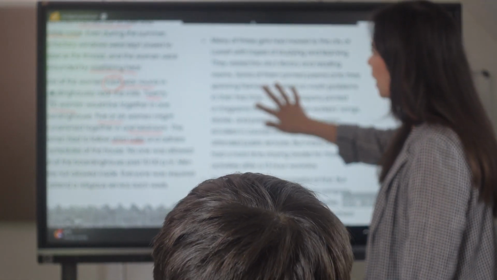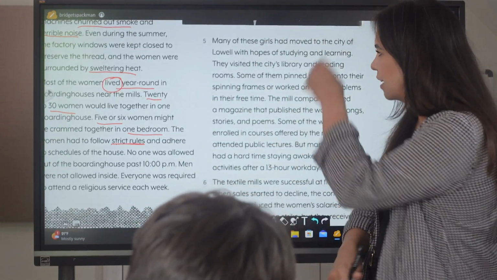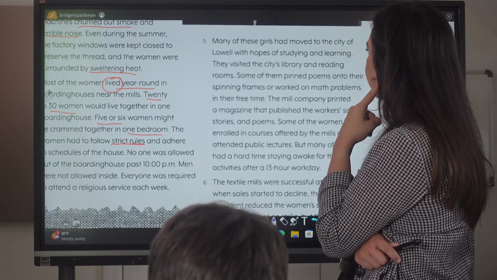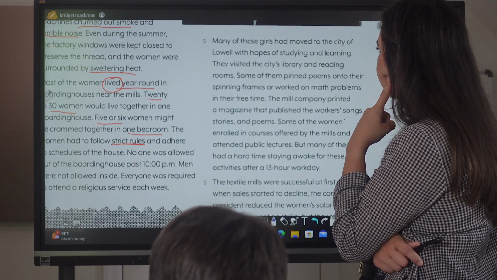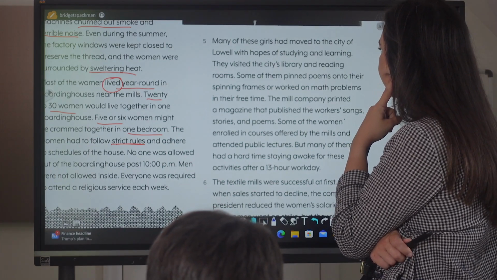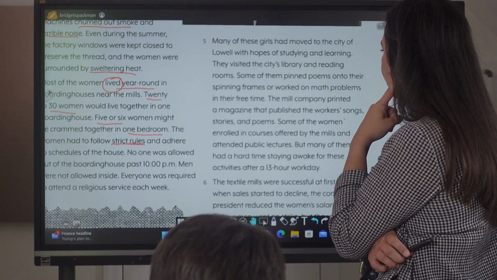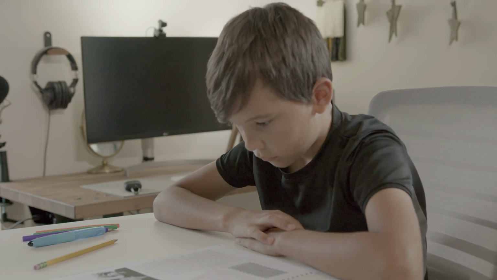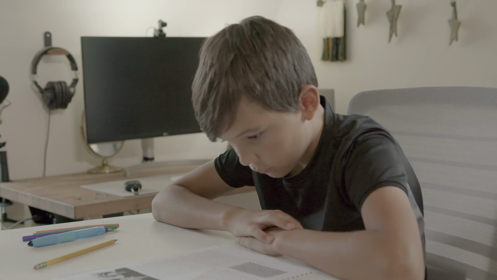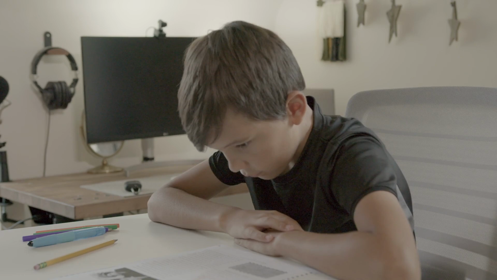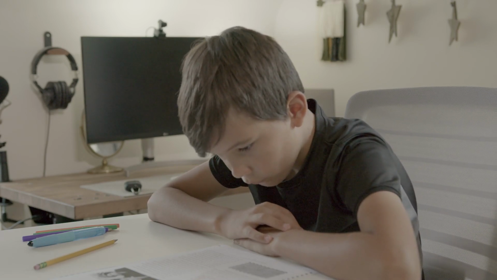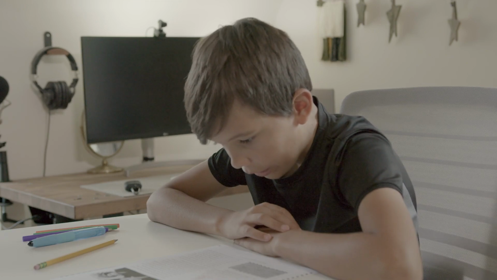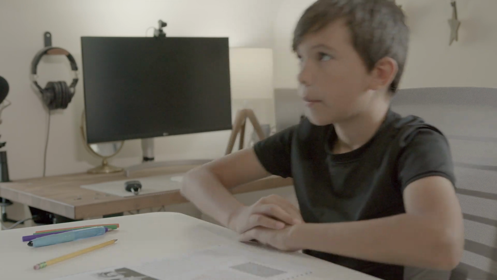Okay, so now we're going to do this next stop. I want you to do the same thing. We're going to read this next paragraph. I want you to read it quietly, and then we're going to come back and discuss it together. I'm done. That's a lot.